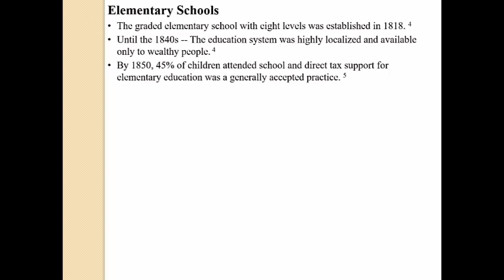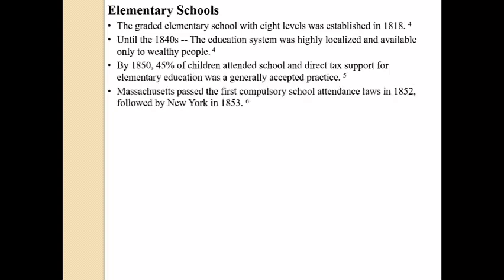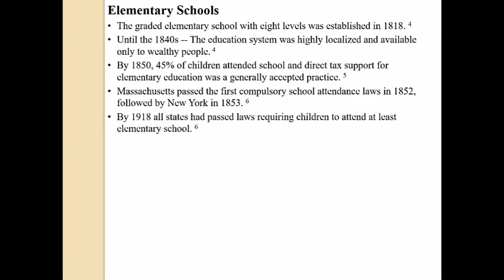By 1850, 45% of children attended school, and a direct tax to support it was generally an accepted practice. And so we start to see the beginnings of a tax system that supports public education. Massachusetts, again, taking the lead, passing the first compulsory school attendance law in 1852, followed by New York the year after. And by 1918, all states had passed laws requiring children to attend at least elementary school.